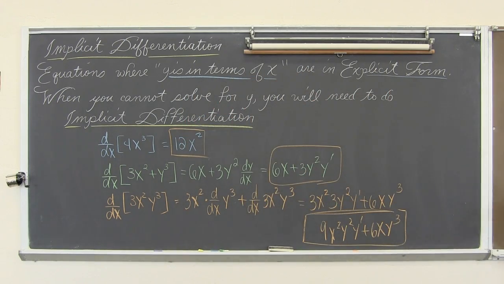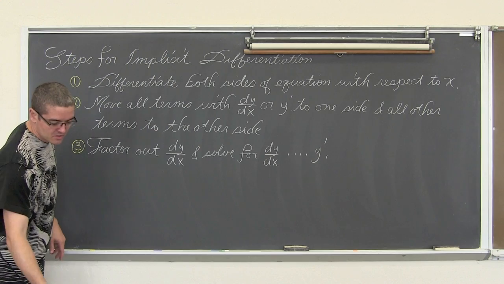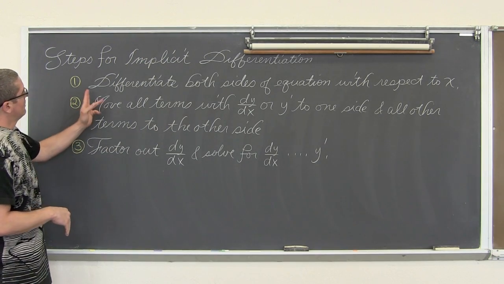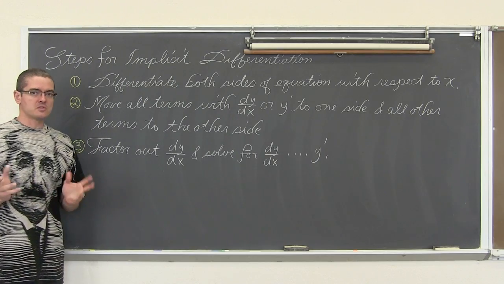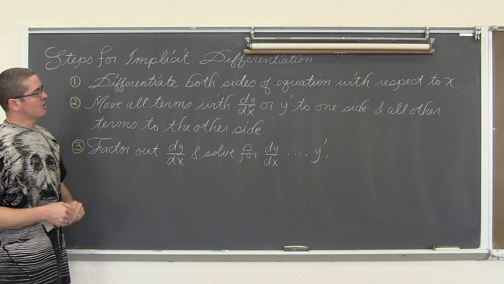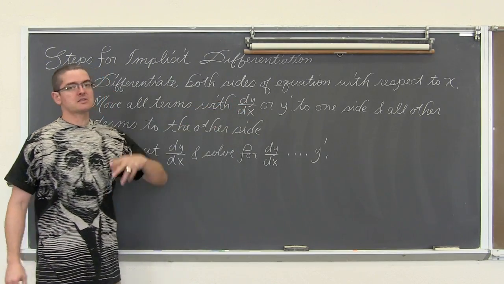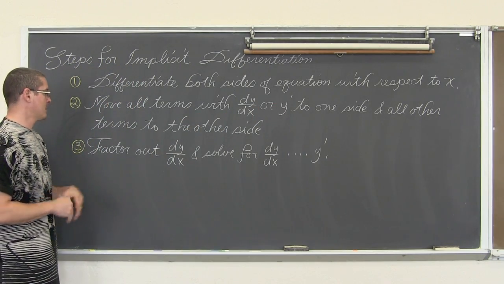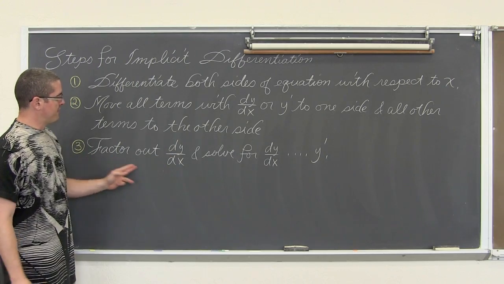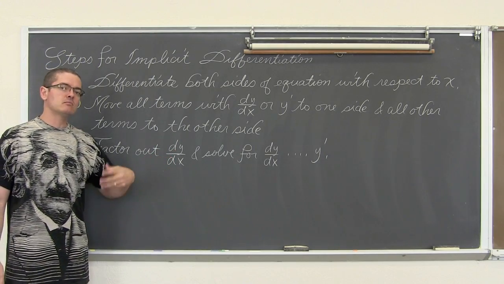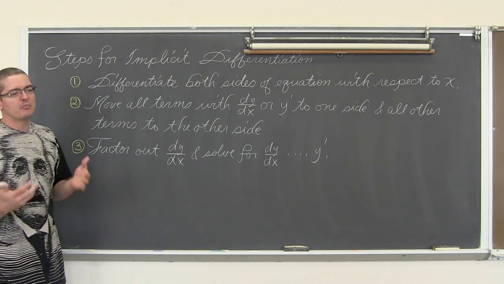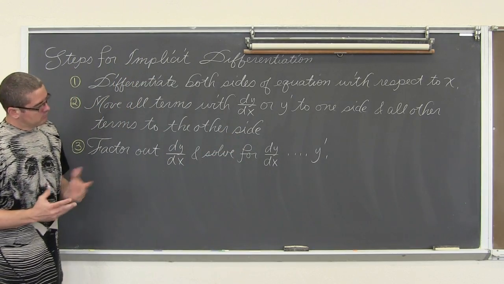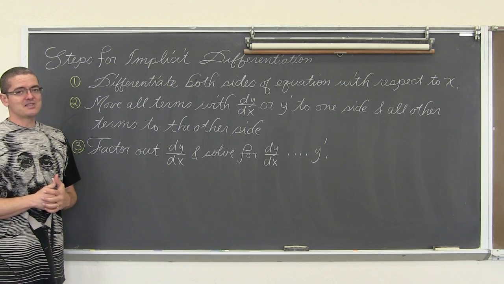Bam! Here are 3 steps that we're going to work through as we go through our examples in this video and the next. We want to differentiate both sides of the equation with respect to x. We want to move all the terms with dy over dx or y prime to one side and all the other terms to the other side. If need be, we're going to factor that dy over dx or that y prime out of all the terms. I would put them on the left-hand side and then simply solve for y prime. Those are the steps. Let's see what the work looks like.